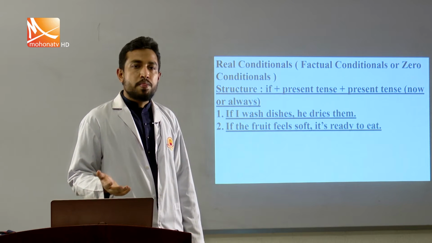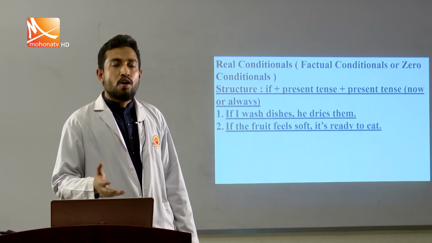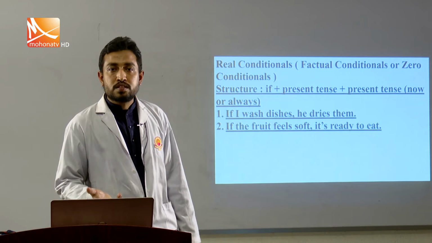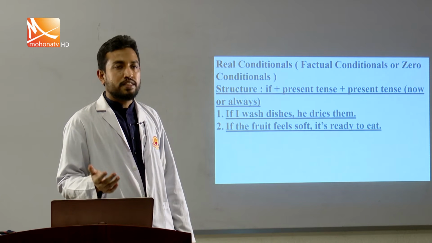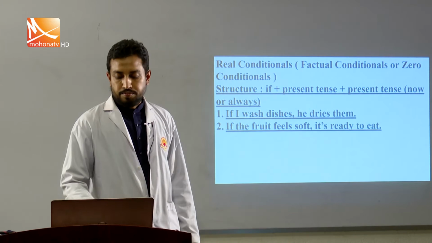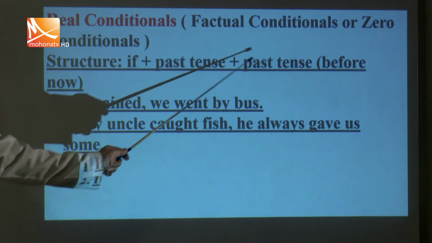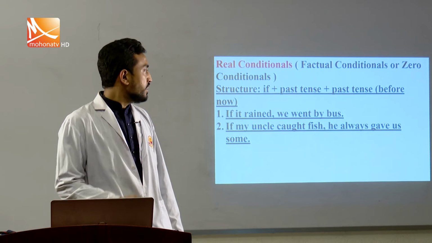Suppose we can say that if we turn water into ice, it becomes solid. We will not use future tense, we will use present tense. Okay. So present plus present. Another real condition, factual condition or zero condition, but here we are going to use if plus past tense, that means past indefinite and also past indefinite. This is an irregular pattern. In the past it was true. It always happened. Okay. Like this.